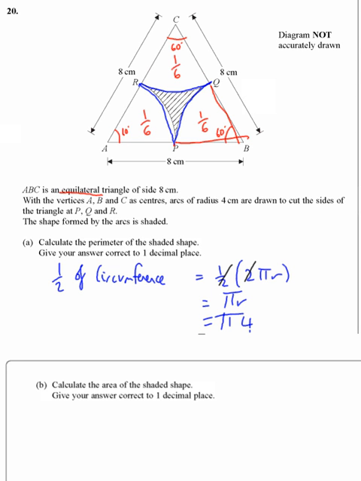Now, I shouldn't really have written that as 4 pi. I should have written 4 pi. 12.6.